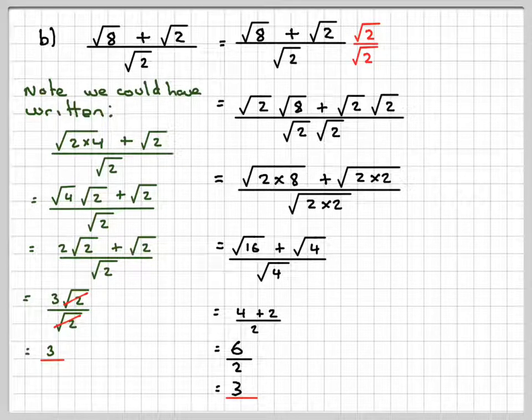The idea of rationalising the denominator is in removing the square root sign from the denominator.